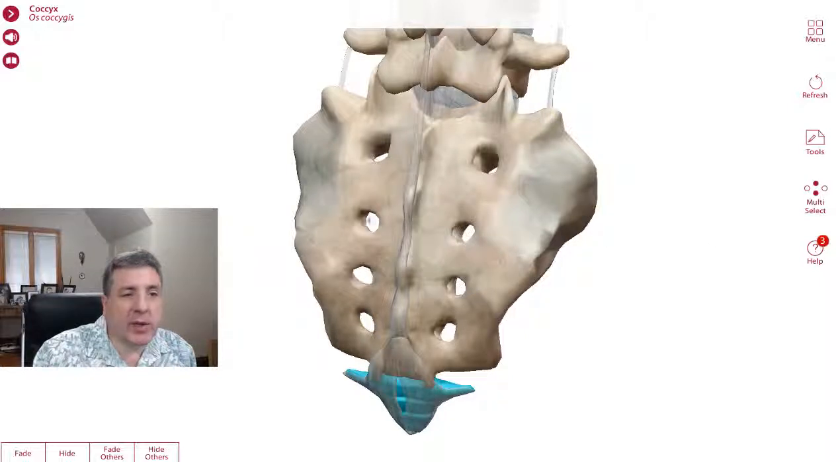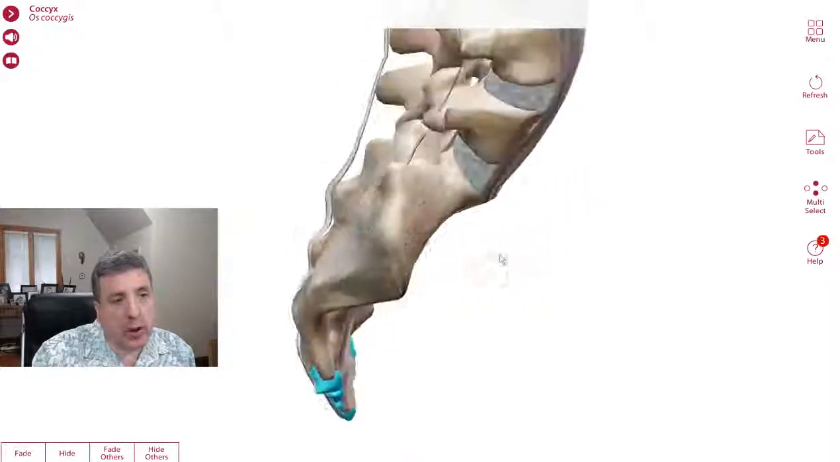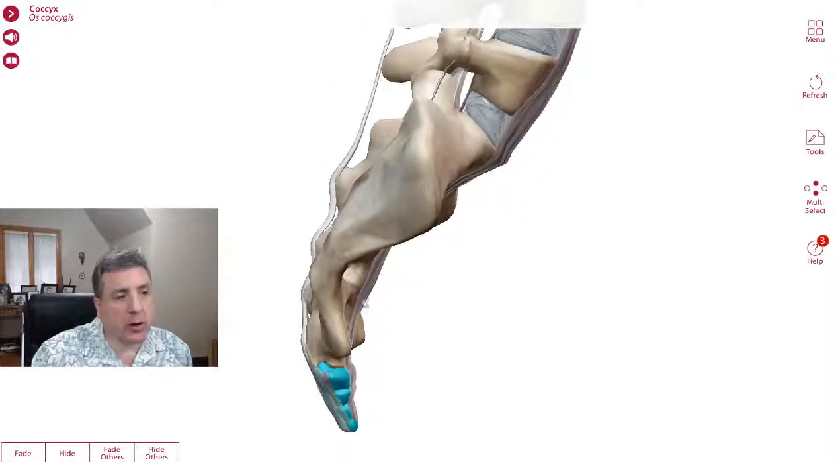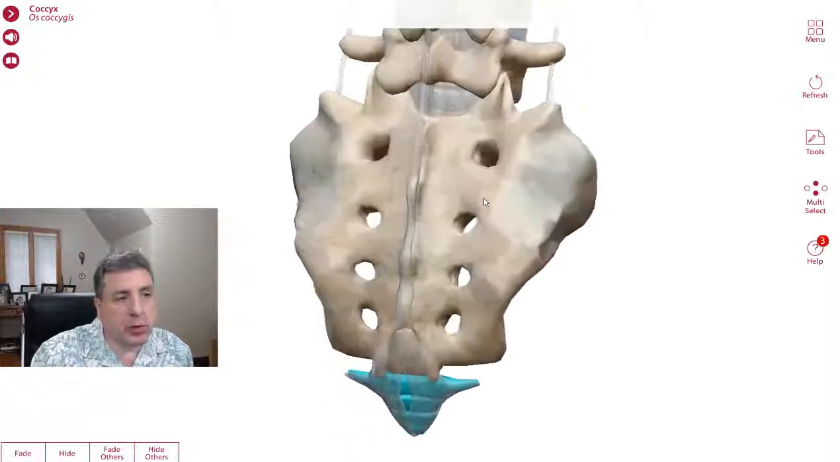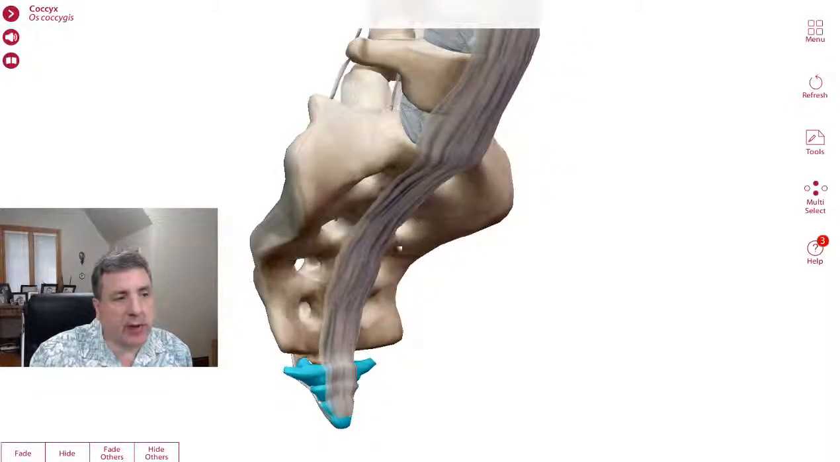Be able to identify right and left. First, you have to know anterior, posterior. So it's curving. The anterior is concave, posterior is convex in shape. Posterior is much more rough than the anterior.